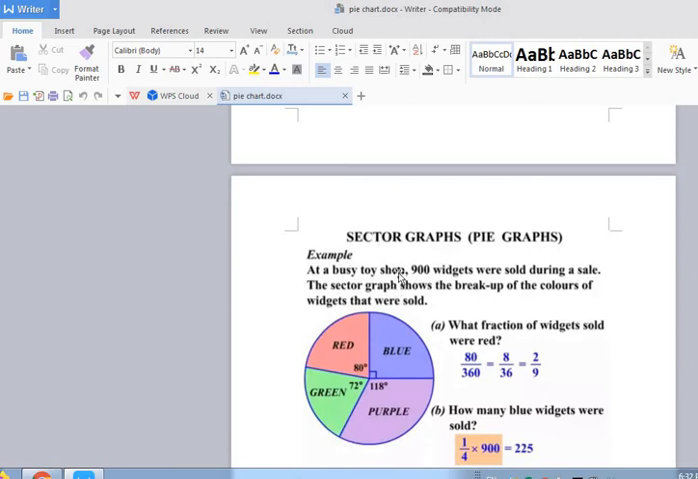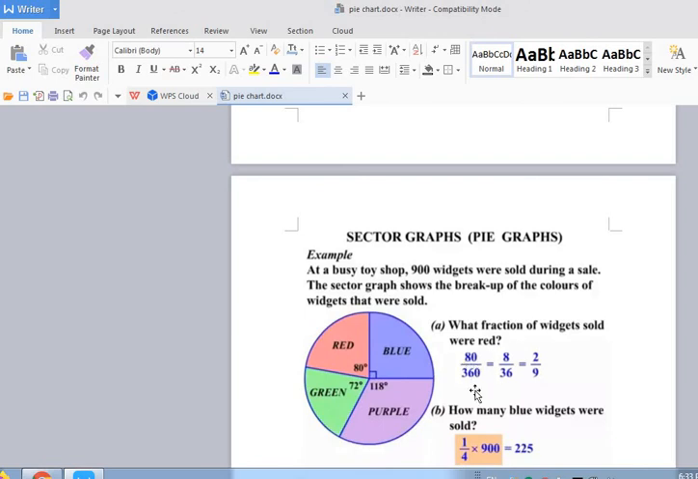Example, sector graphs, pie graphs. At a busy toy shop, 900 widgets were sold during a sale. The sector graph shows the breakup of the colors of widgets that were sold. Here, if he gives me this and asks me some questions: what fraction of widgets sold were red? I have here red, yes, it's 80 degrees. So 80 degrees divided by the total of any circle, 360 degrees.